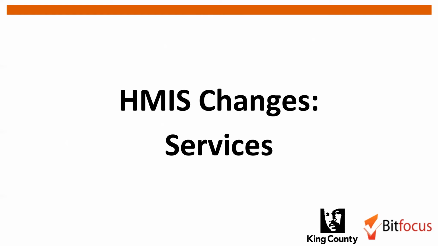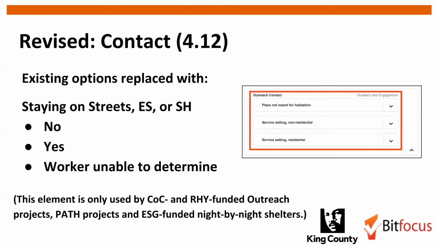Now we're going to talk about HMIS changes related to services. There's only one change related to services in this set of data standards changes, and it may not impact everyone. The contact element is being changed. As you can see on the right side of the slide, that is the current outreach contact service element, and those are the options when providing services to clients. Those options are being replaced with just one question: staying on streets, emergency shelter, or safe haven, with the answers of no, yes, or worker unable to determine.